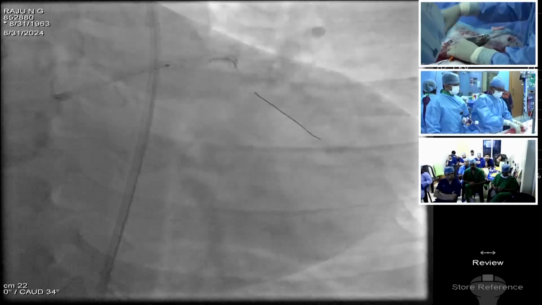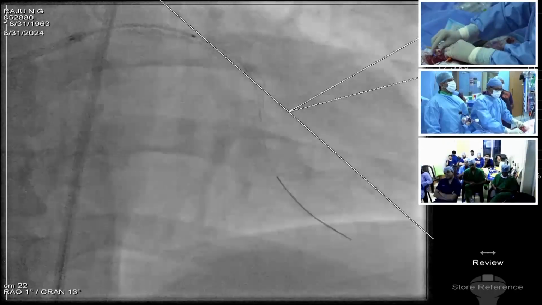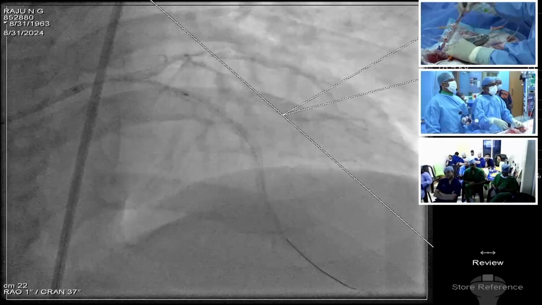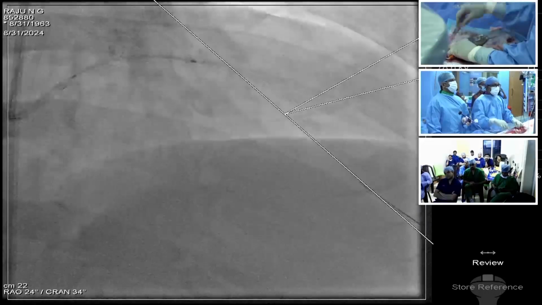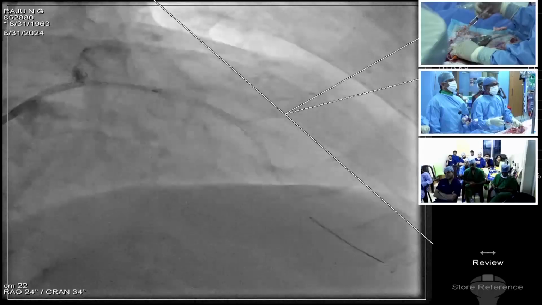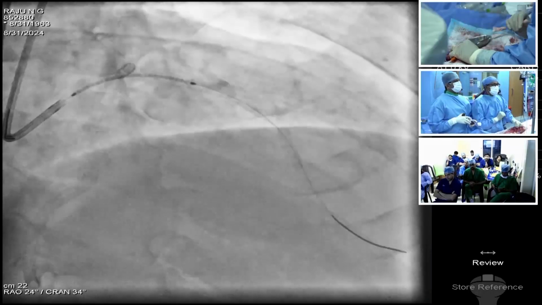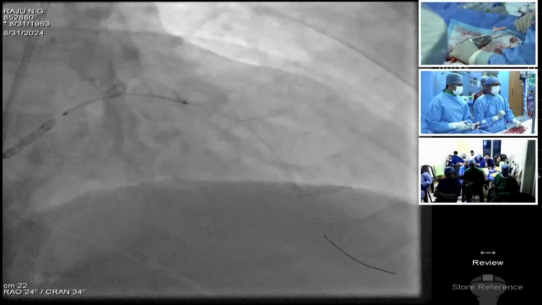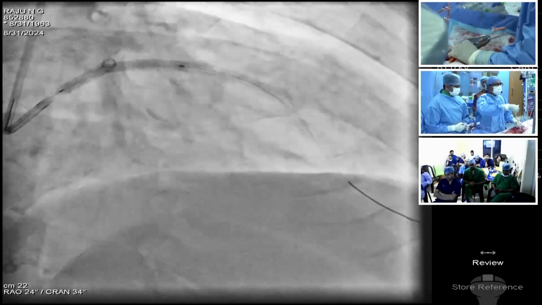Okay, now come cranial. Get ready with a 4.5 balloon. Show the ostium clearly. Tilt the table and show the ostium. Okay, okay. That appears to be okay, Vishnu. Okay, we'll go up. 12, 14. Okay, negative.